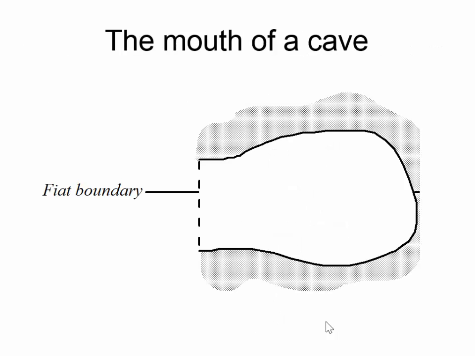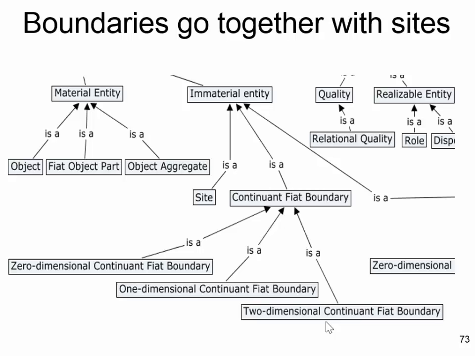So an example, it could be the mouth of an organism, but if it's the mouth of a cave, then there is a fiat boundary separating the cave from the exterior of the cave, and there is a physical boundary separating the cave from the rock on either side. Now, we don't care about the physical boundary. We treat all of these boundaries as fiat boundaries just for convenience sake. So we have here continuant fiat boundary, which is an immaterial entity. And we have object, fiat object part, object aggregate, which are material entities, which means made of molecules, roughly speaking. And this means is not made of molecules, but is still a continuant and is still tied very closely to the associated material entities, because you can't have a fiat boundary without having some physical thing which it's related to.